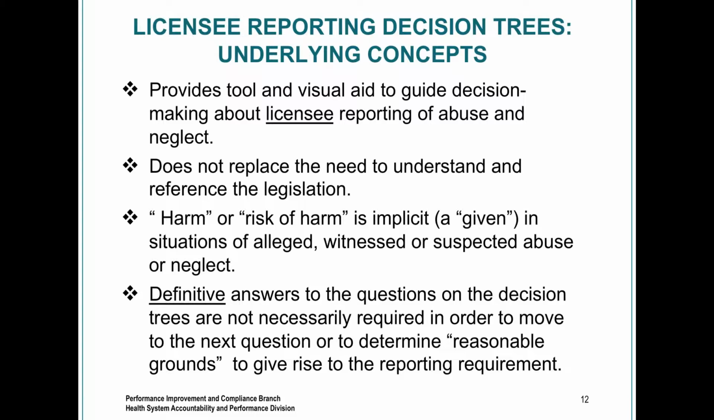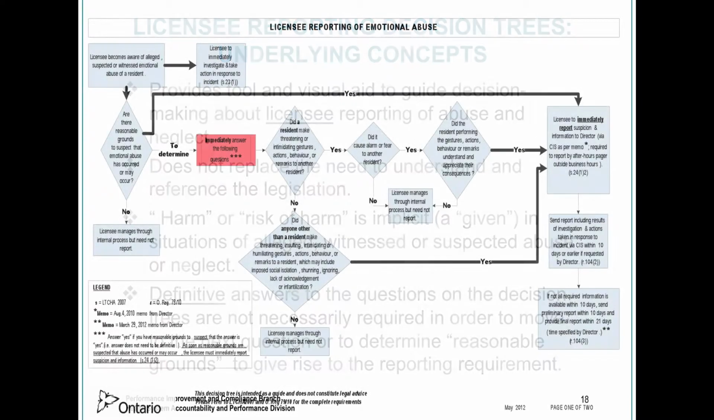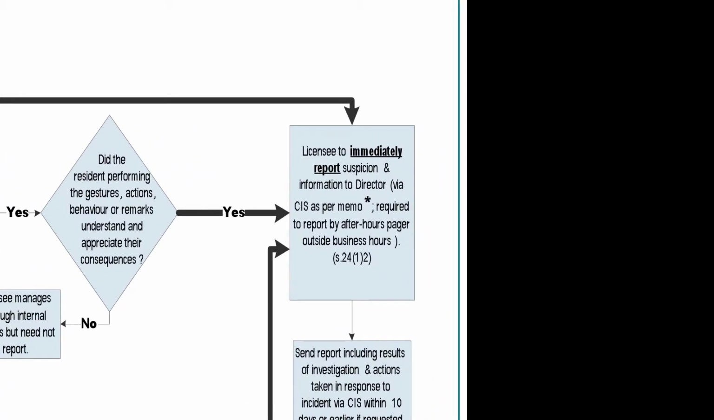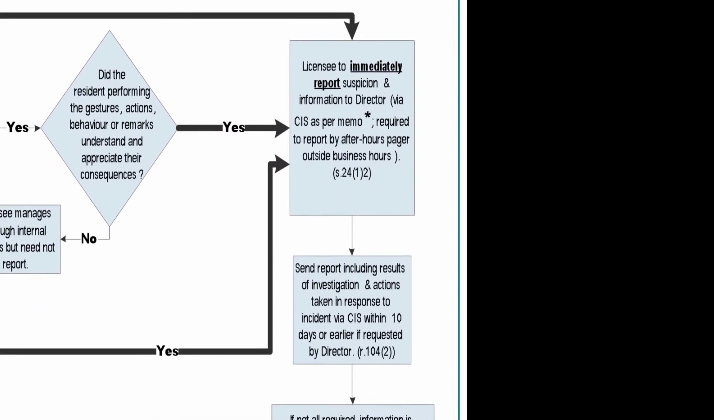Okay, so, sorry, back to emotional abuse. The key on this side, you'll see on every one of the charts. This is the reporting sequence, and it's the rectangle because it's the actions that are required to be taken. It's the immediate report, and this is where we actually put the pager number, because 5 of the 6 require after-hours notification if they come to attention. So this is the immediate reporting.